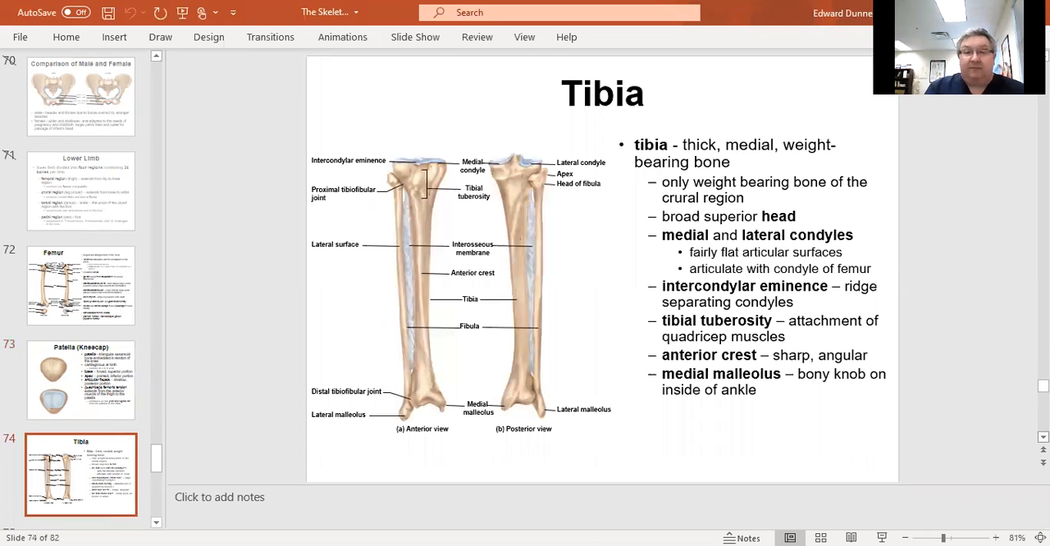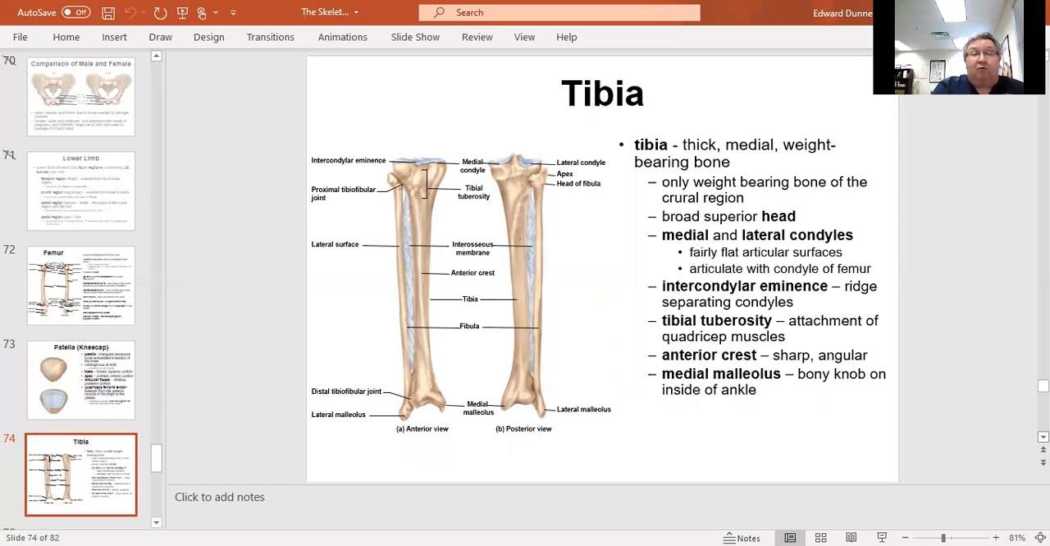The tibia. All right, we're getting close to the end, guys. Getting close to the end. There's about another 7 or 8 more. The tibia is a thick, weight-bearing bone. You're going to need to know the parts of the tibia.